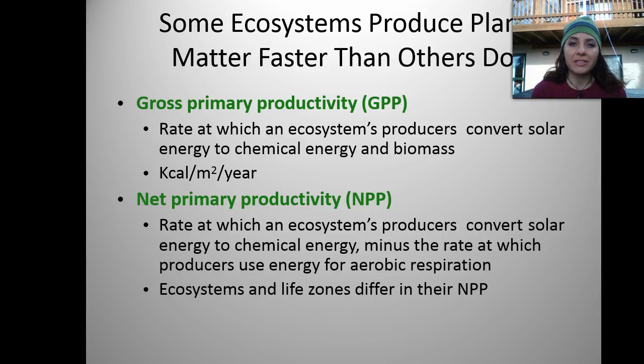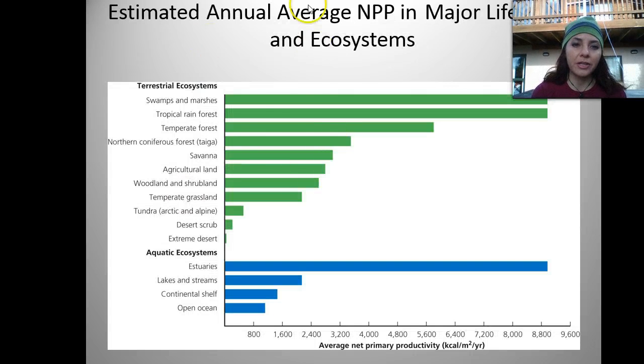And ecosystems in different life zones have different net primary productivities. So looking at this, terrestrial ecosystems, our swamps, marshes, as well as tropical rainforests are going to have the highest amount of net primary productivity compared to extremely low net primary productivity in the deserts. In our aquatic ecosystems, the estuaries are going to have an extremely high net primary productivity, while the open ocean is going to have a very low net primary productivity.